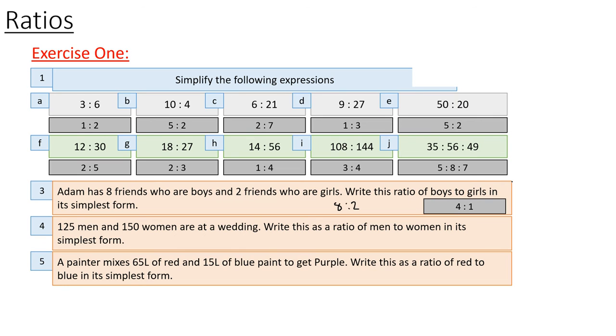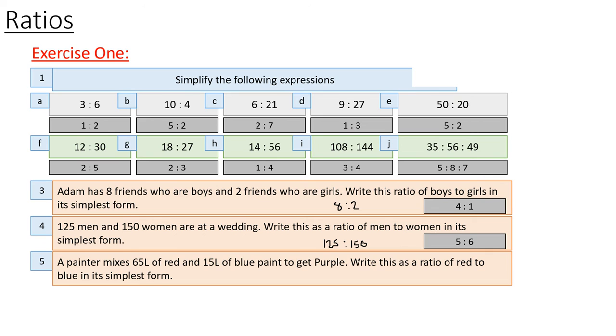And question J, you're having to find something that goes into all 3. So what this is, is finding your highest common factor that goes into all of them. Into all of these, the number 7 goes into it, so you end up with a ratio of 5 to 8 to 7. Going back to question 4, the answer was 5 to 6. You'd start off with a ratio of 125 to 150 and then simplify it down.